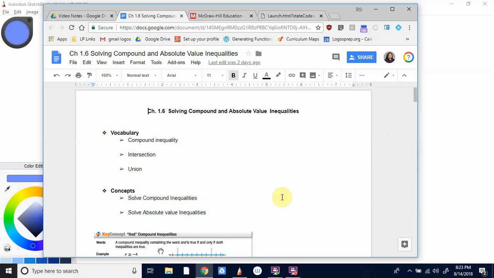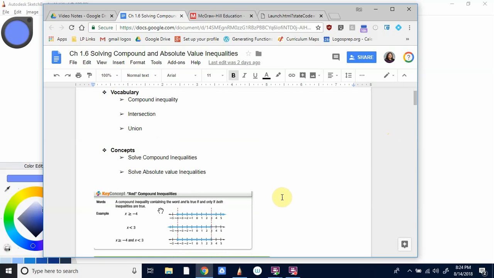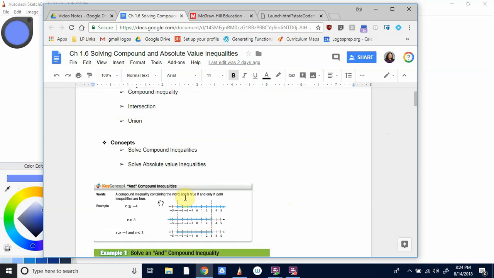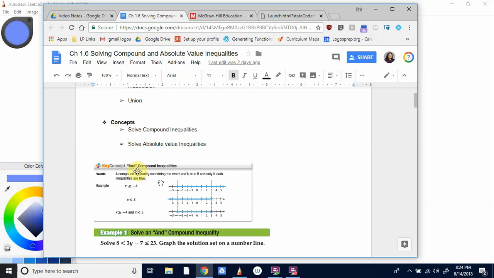So let's first start with defining what a compound inequality is. A compound inequality basically just consists of two inequalities joined by the word and or the word or. Let's look at the first compound inequality. This one uses intersection, that's one of our vocabulary words, and it uses the word and.